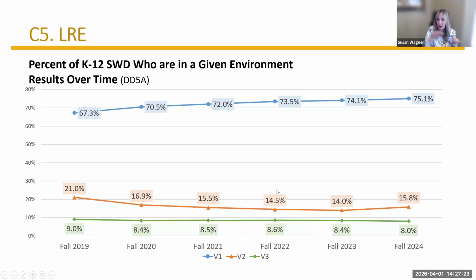If something goes up, that means something else must go down. And so we can see for the V2 rate, it has decreased from 21%, and now it's 15.8%. And then the V3 rate has gone from 9% to 8%.